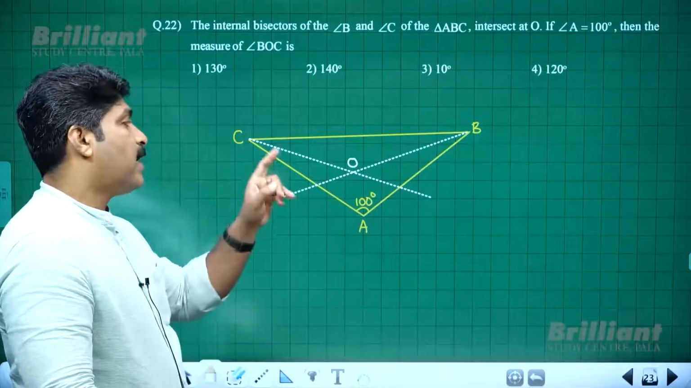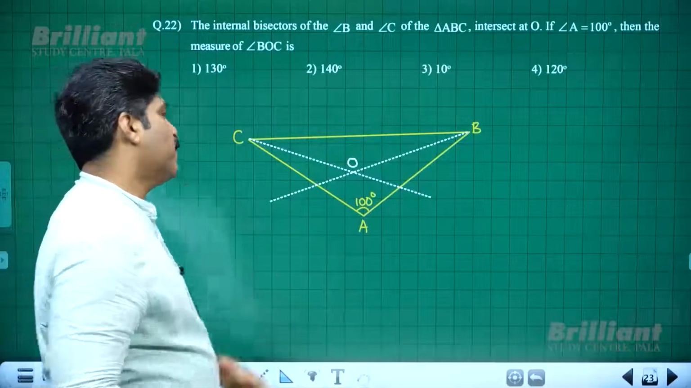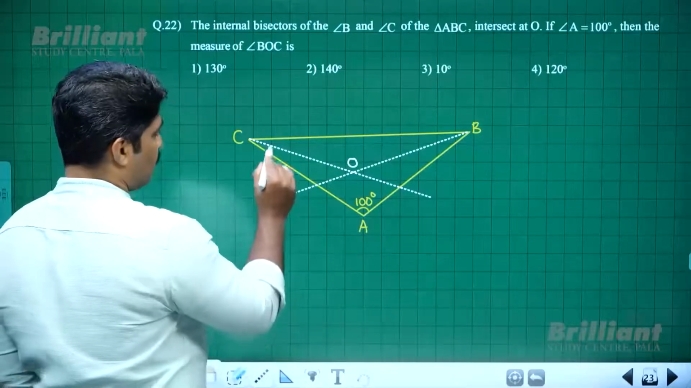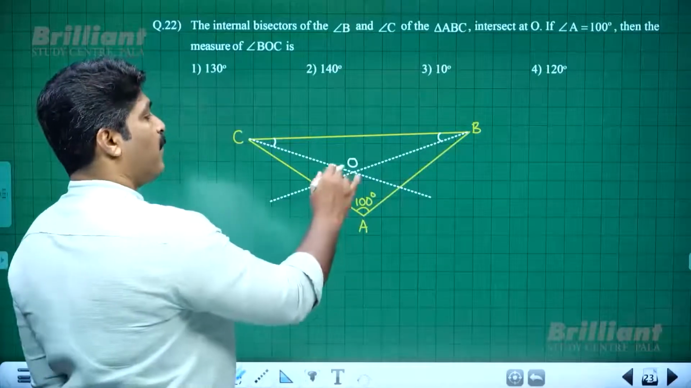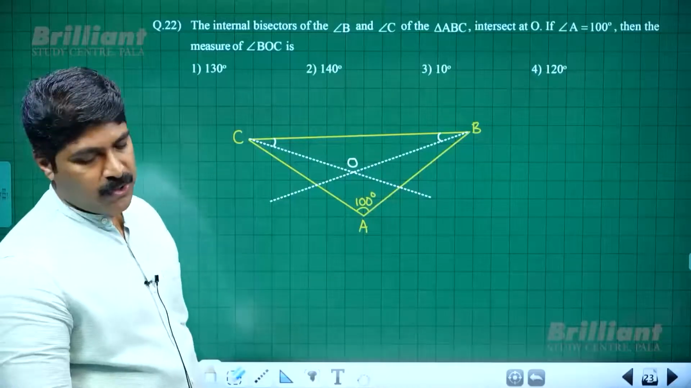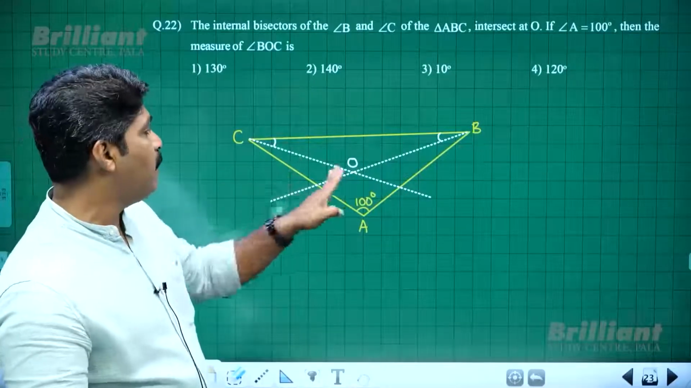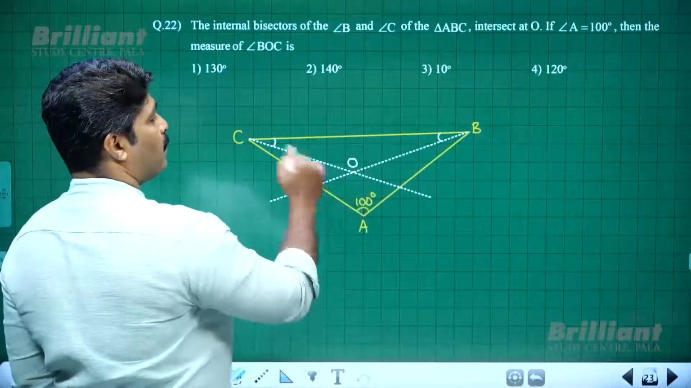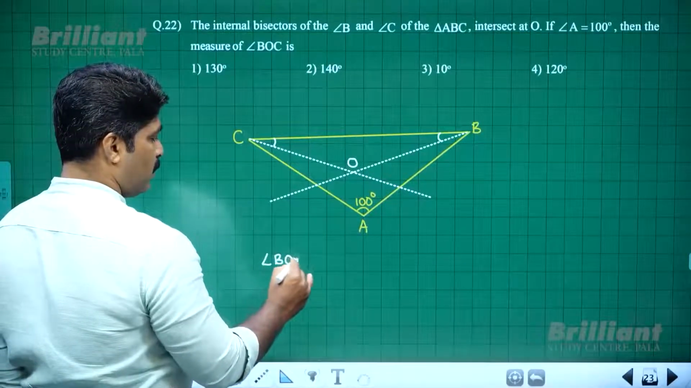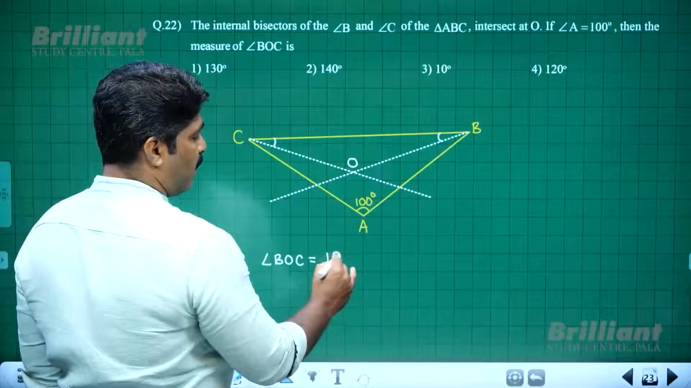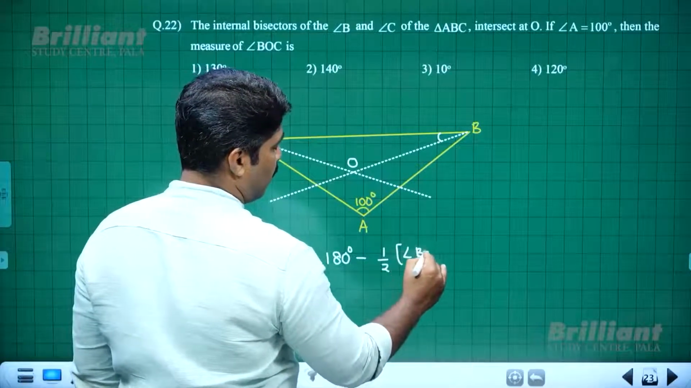If we consider such a situation, where the internal bisectors meet at this point, how do we find this angle? It is split like this: this is half of this entire angle, and this is half of this entire angle. Then we have to find out this angle. Based on this logic, we can easily catch it. So angle BOC in this triangle is 180 degree minus half of angle B plus angle C.